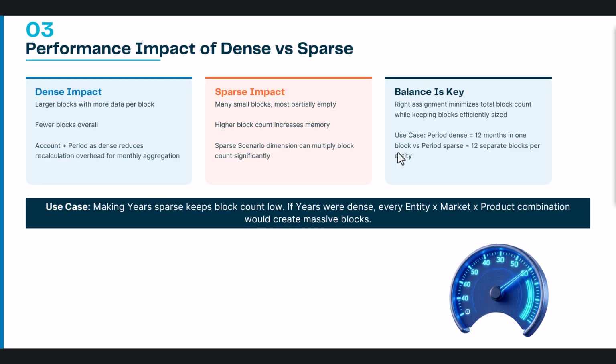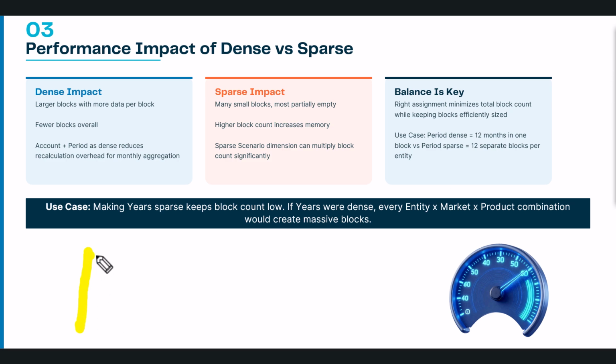We now understand what dense and sparse mean. Let's talk about what they actually do to your system, because this is where you start to feel the difference in your calculations, in your reports, and in the user experience as well. Let's start with the dense dimension. Because account and periods are dense, all 12 months of revenue, COGS, and net income sit together inside a single data block for each sparse combination. So what exactly does it mean? Let me show you.